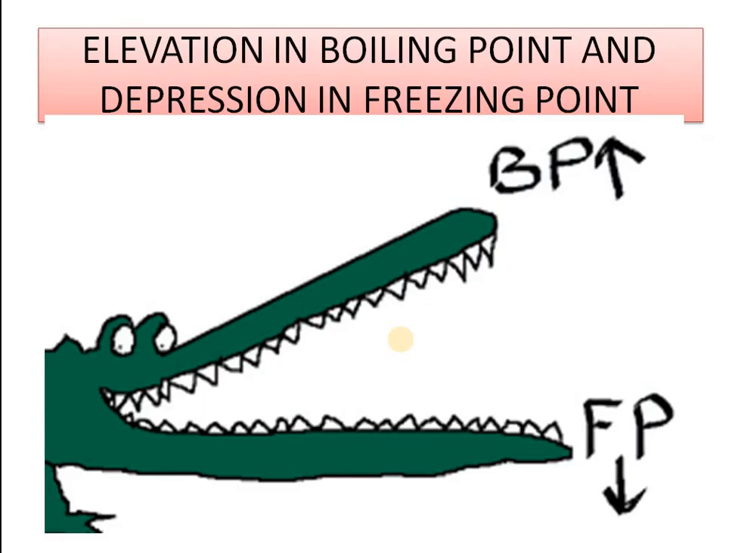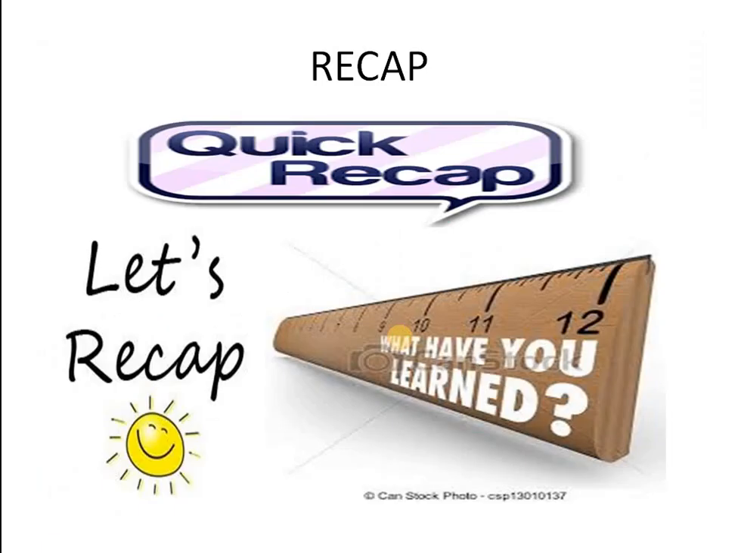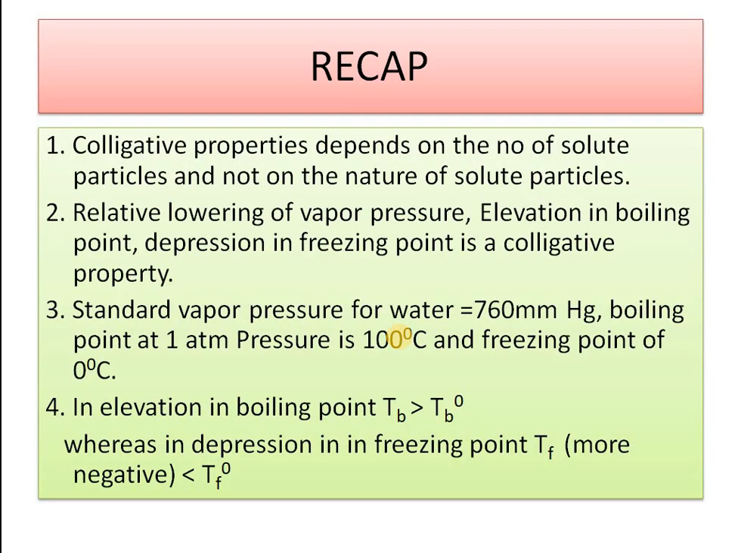Now you have understood that when you add solute in a solvent, elevation in boiling point takes place or boiling point increases, and when you are adding solute in a solvent, pure solvent, the freezing point will decrease. Okay. Now let us recap whatever we have learned so far. So colligative property depends on the number of solute particles and not on the nature of solute particles. That is one. Relative lowering of vapor pressure, elevation in boiling point, depression in freezing point is a colligative property, along with osmotic pressure that we will take up in the next video.